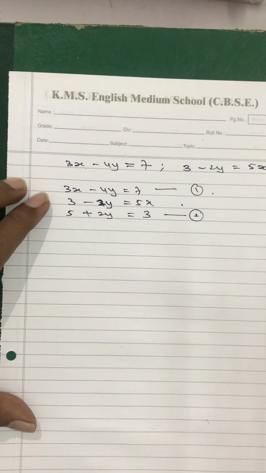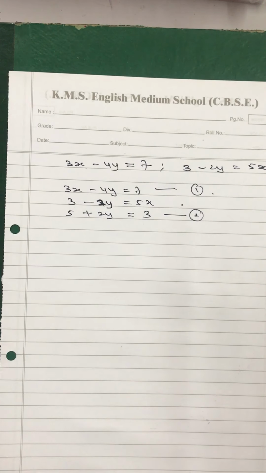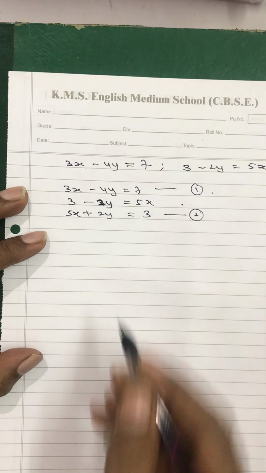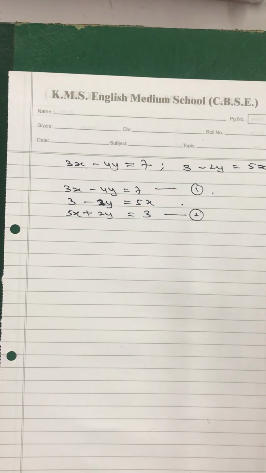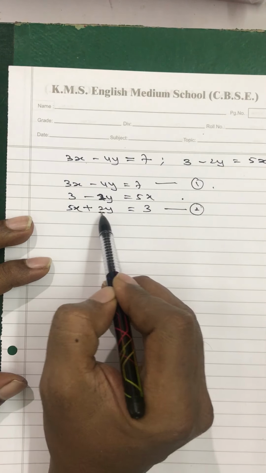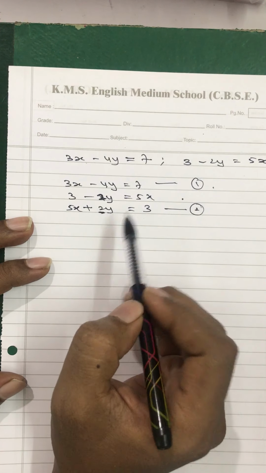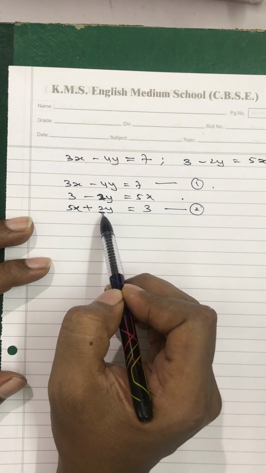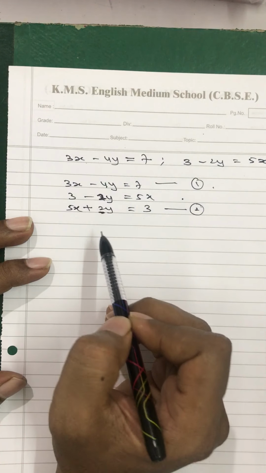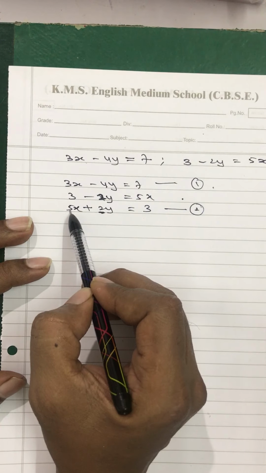Now if you see the two equations, 3x minus 4y is equal to 7, 5x plus 2y is equal to 3, they are definitely in standard form. Now if I compare, again the same thing is happening. I'll multiply b2 by 2, then I'll get this 4. I can't multiply a1 by any number to get a2.